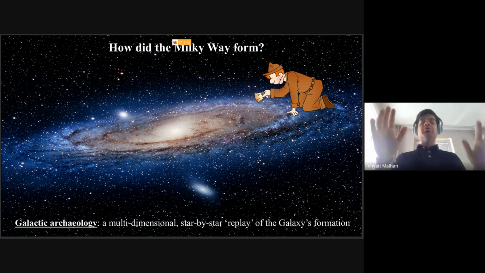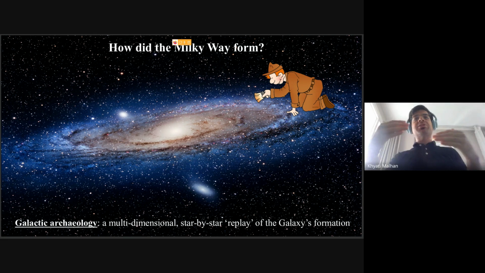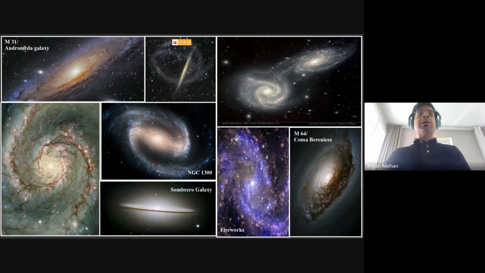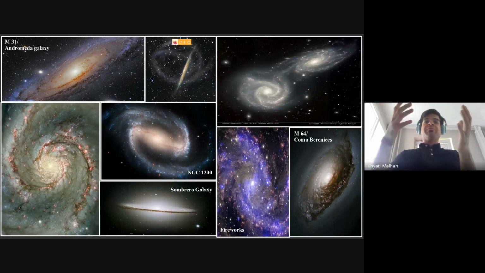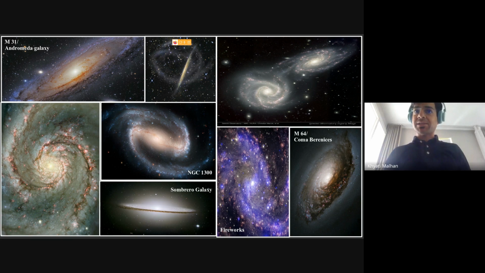So that's the ultimate goal. And when I say multidimensional, it encodes the phase space measurements of the stars, it encodes the ages and chemistry of stars as well. So of course, then you can ask, what's so special about the Milky Way? Of course, we have other galaxies in the universe as well, and we can ask the same question for those galaxies. So we can ask how did the Andromeda galaxy form, or how did Sombrero or M64 form?